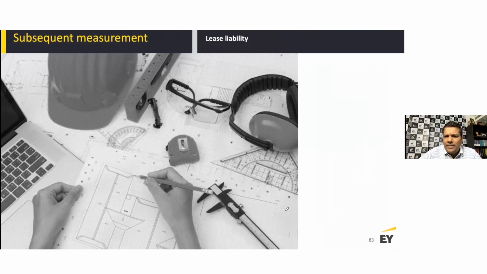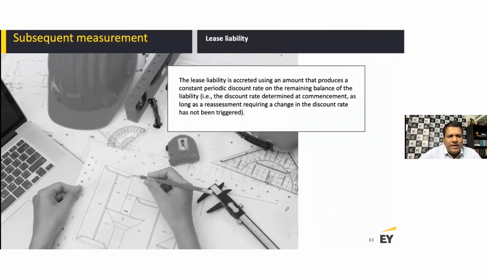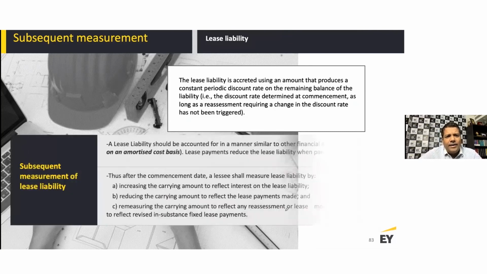From a lease liability perspective, when do I need to subsequently remeasure this? Let's try and understand this. Lease liability is accreted using an amount that produces a constant periodic discount rate, the discount rate which was used originally, right, on the remaining balance of the liability. So you will not keep on changing just because the market discount rates are changing, unless there is a remeasurement event, right? So when do I need to remeasure this?